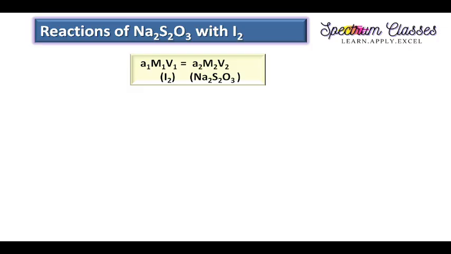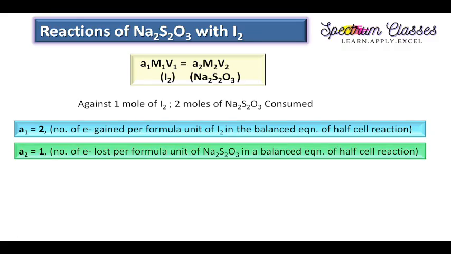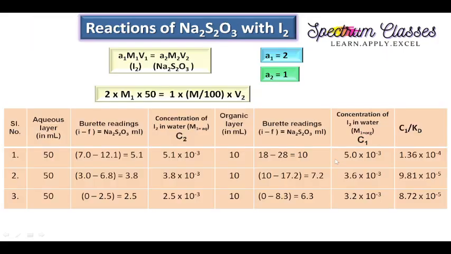For the calculation part we are going to use this formula, and as I mentioned earlier, for 1 mole of iodine, 2 moles of sodium thiosulfate are consumed. Here A1 and A2 represent the number of gained electrons per formula unit of iodine in the balanced half cell equation, and similarly A2 is the number of lost electrons per formula unit in the balanced equation of the half cell reaction.